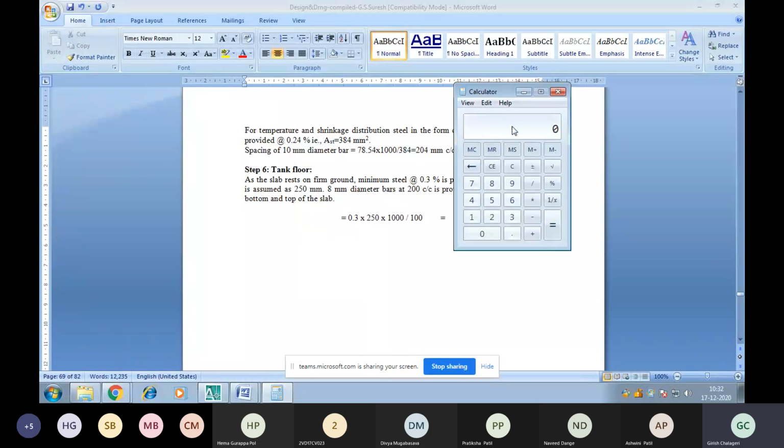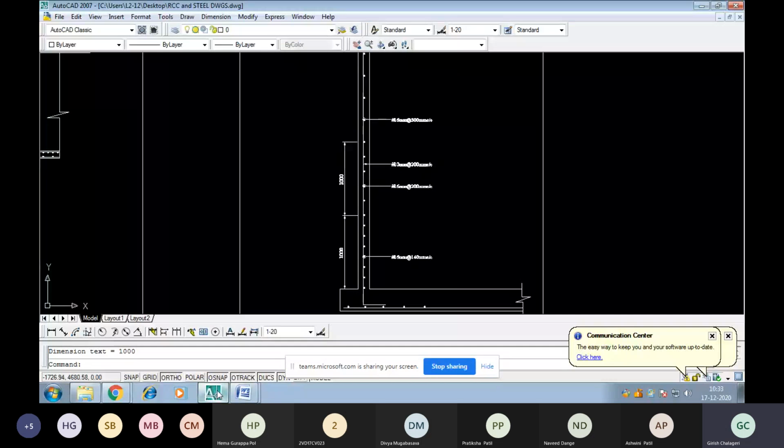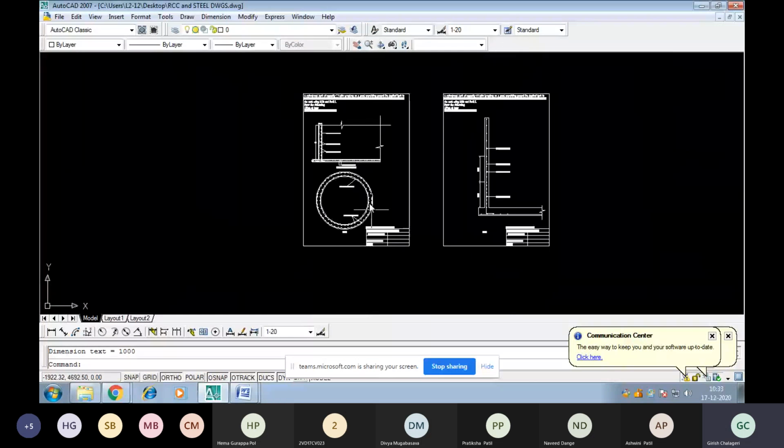You can check here. 0.3 into 250 into 750 mm square. Let us check whether we are providing 2 layers or 1 layer.